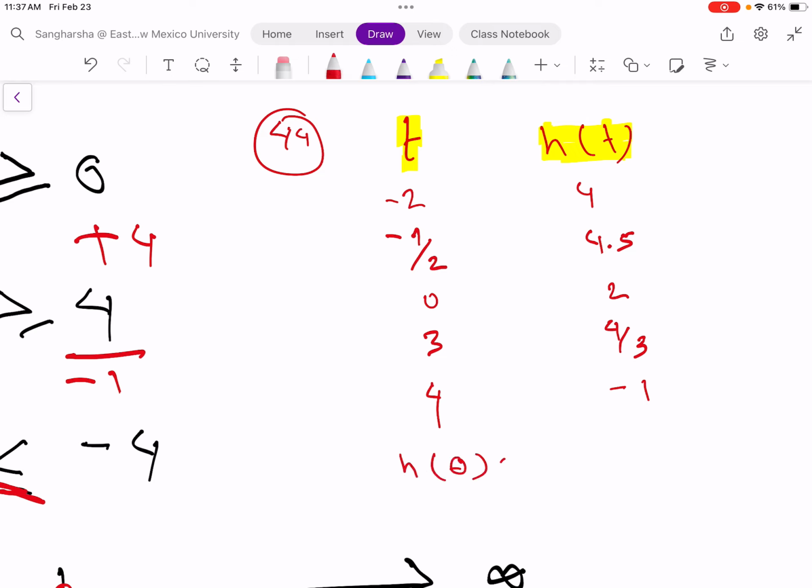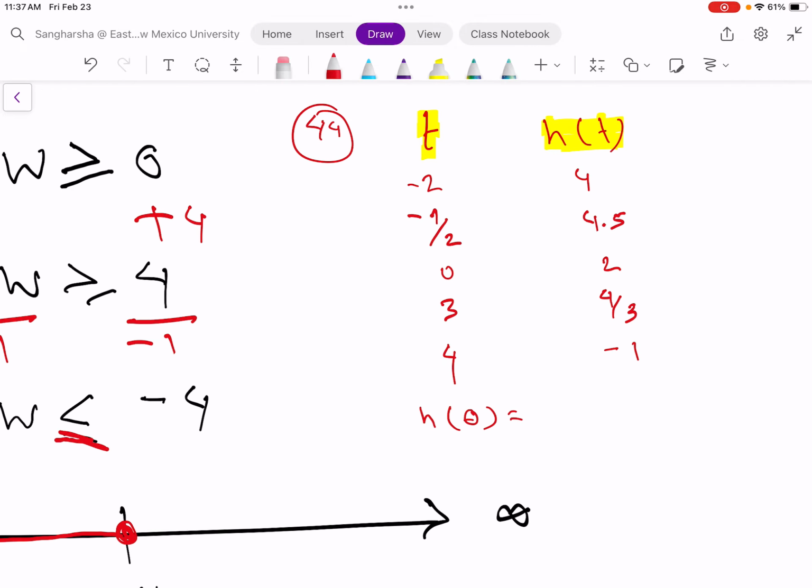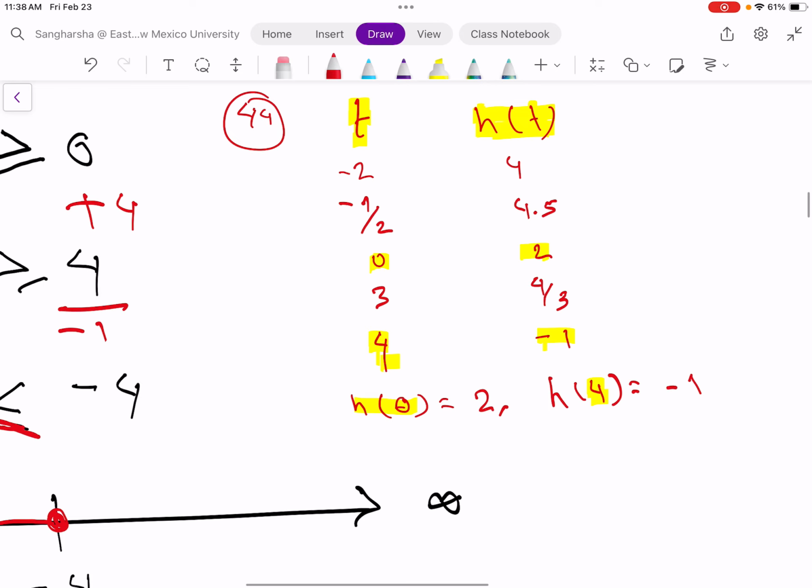Now, from here, can you tell me what is H of 0? From this table, what is H of 0? 2, right? It means when your input is 0, we are finding the output, and that is 2. So what about H of 4? You are asked to find the output. Your input is 4, so when your input is 4, your output is -1.